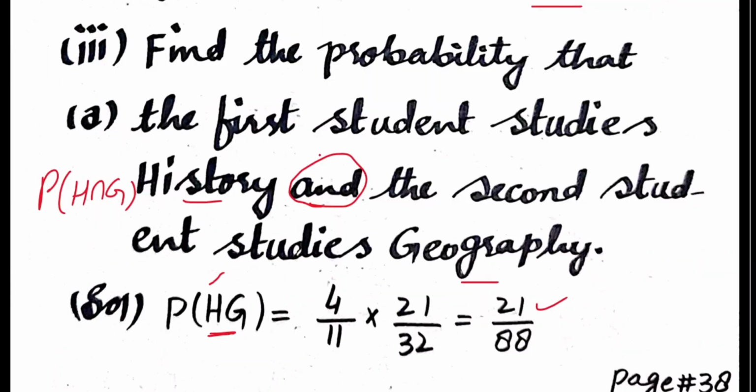Suppose in this question it is given: find the probability that the first student studies history given the second student studies geography. Then in this case I will not find the intersection. This can be done in a similar way as I discussed in the above questions.